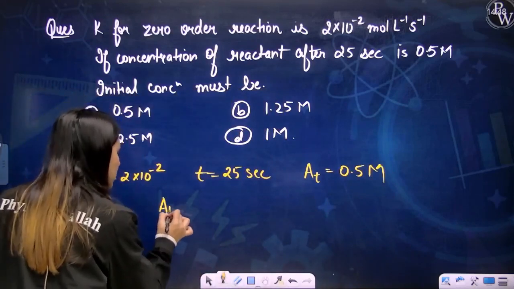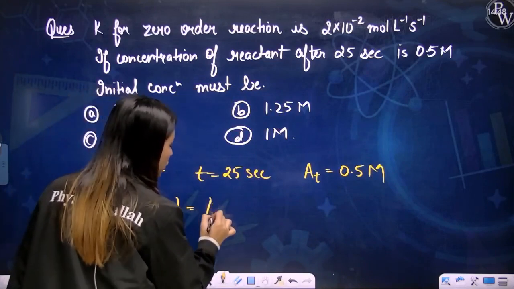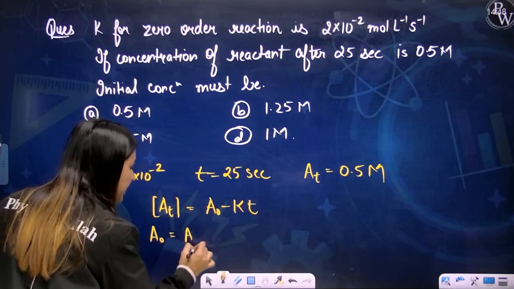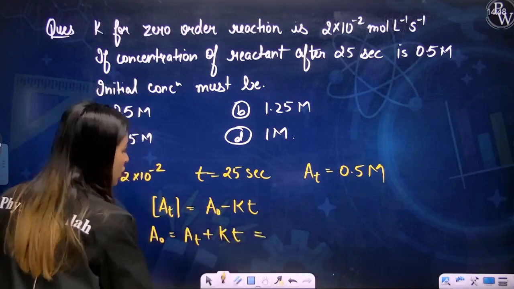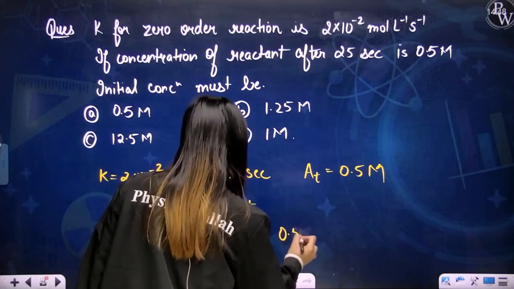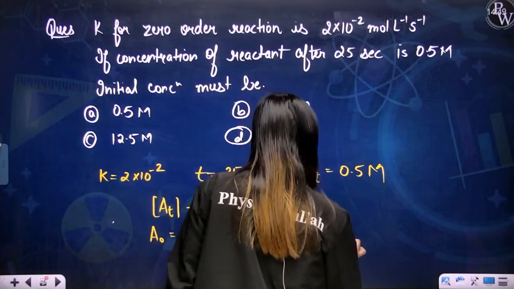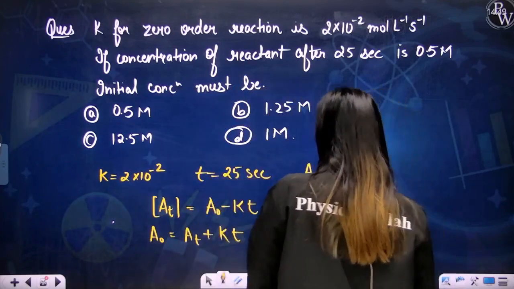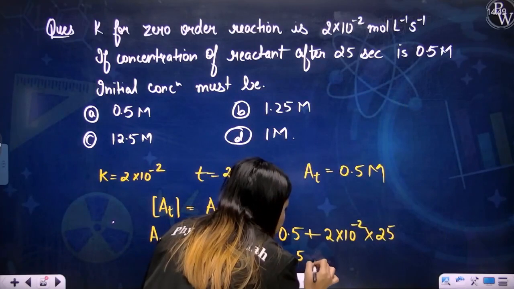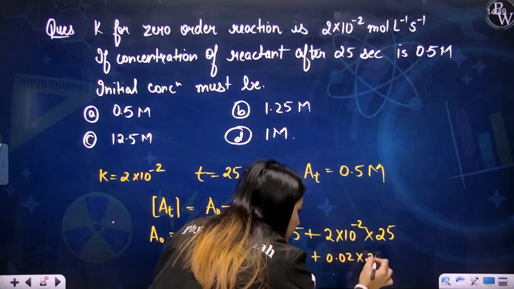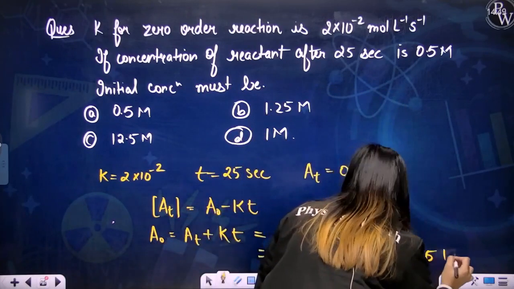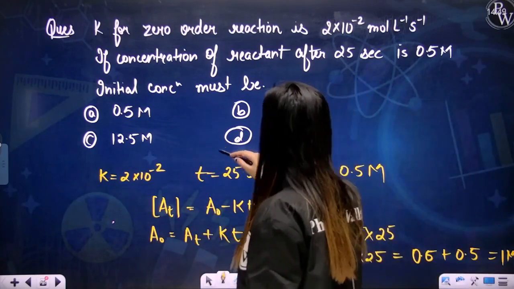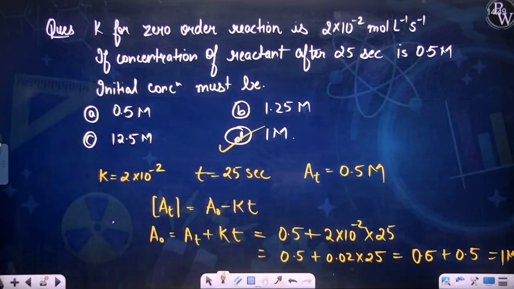You know that according to a zero order reaction, A t is equal to A naught minus K t. So A naught will be equal to A t plus K into t. The concentration of A t is 0.5, plus the K value, 2 into 10 raised to the power minus 2, into time, which is 25 seconds. Let's try to solve. This is 0.5 plus 0.02 into 25. This would be equal to 0.5 plus 0.5, which is equal to 1 molar. So 1 molar, that is option D, will be your correct answer.